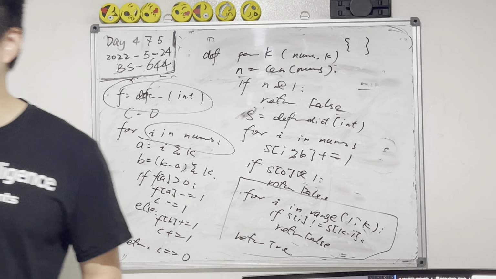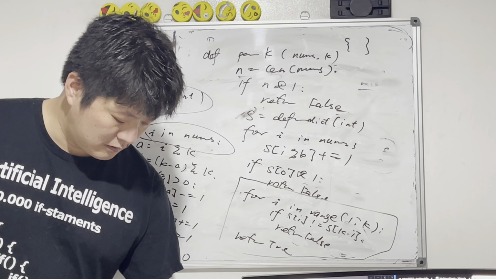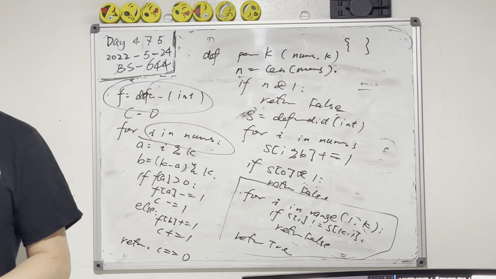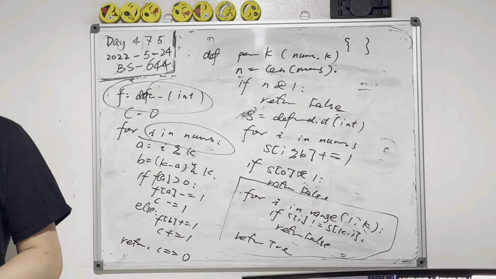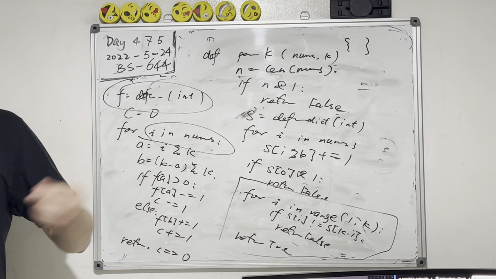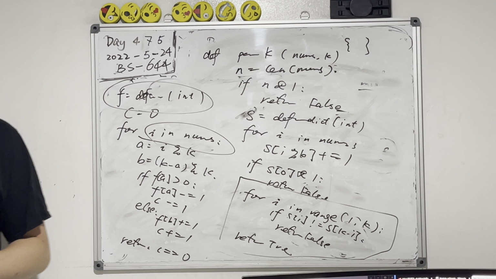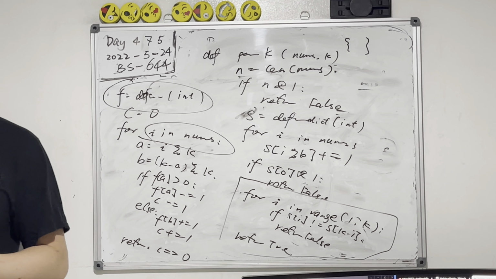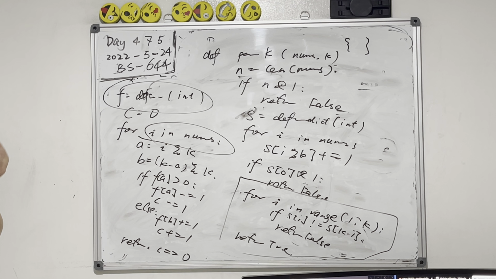Okay, so to sum up, what have we learned today? Partition a list into pairs that are divisible by k. So we have an array of numbers. The array contains all positive numbers. And we want to find out if we can partition the numbers into pairs, and the sum of each pair needs to be divisible by k.